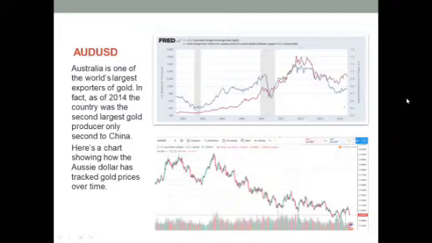So not to waste much time, let's go to the next one. The AUD USD. They are called antipodeans, right? Let me read this. I'll explain why they're called antipodeans very soon.